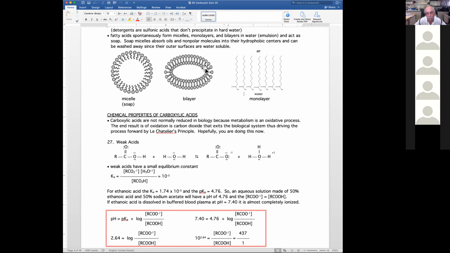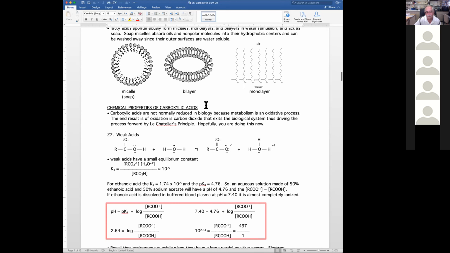And the reason why I brought up bilayer is because what does that look like to you? Maybe a cell? So phospholipids are the major components of cell membranes. Phospholipids will do these same things spontaneously. Questions so far about that?